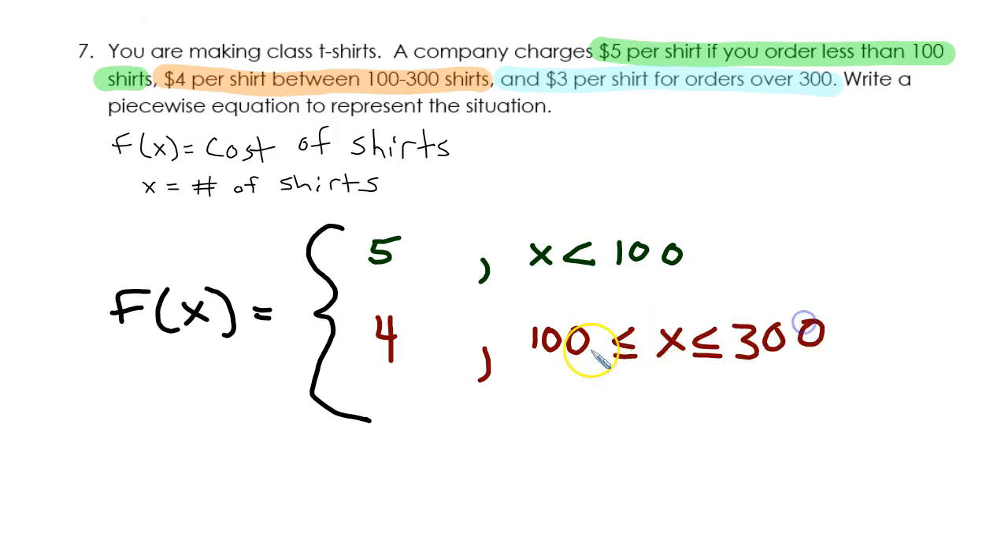So since both of them are included, we're going to say 100 less than or equal to x less than or equal to 300. That's our mathematical way to say that x is between 100 and 300 and is included in both. And the shirt price changes again to $3 for all orders of over 300 shirts. So great, where x is greater than 300. This is a way that we represent this piecewise function.